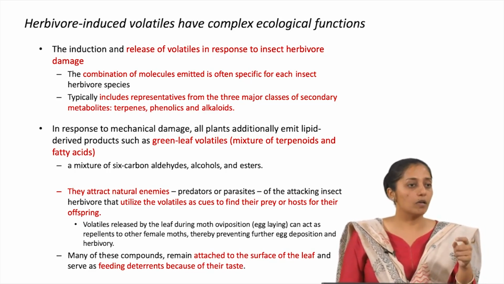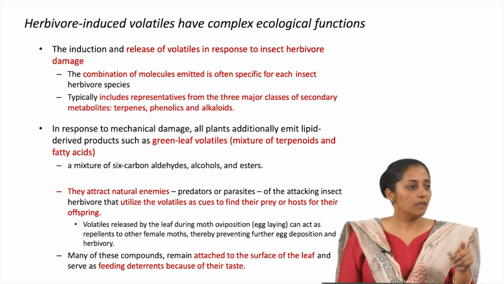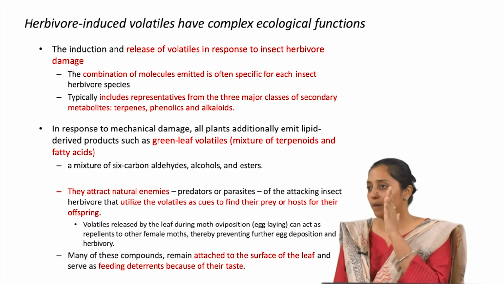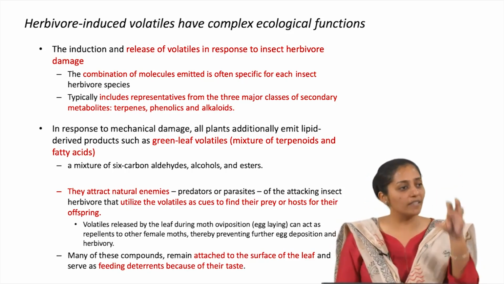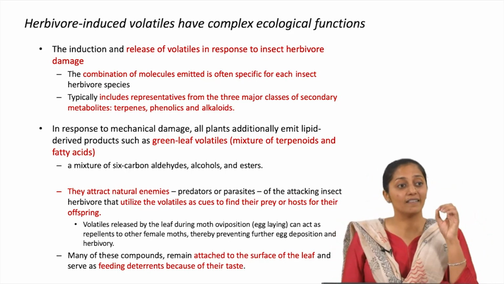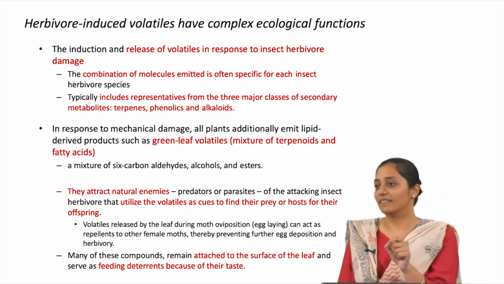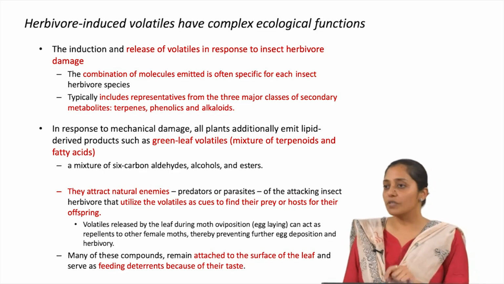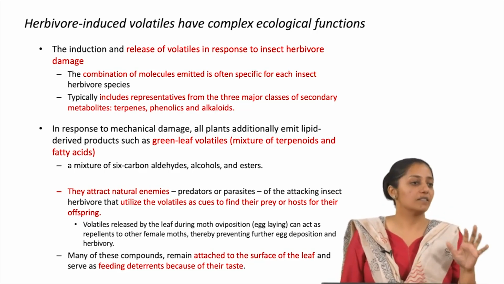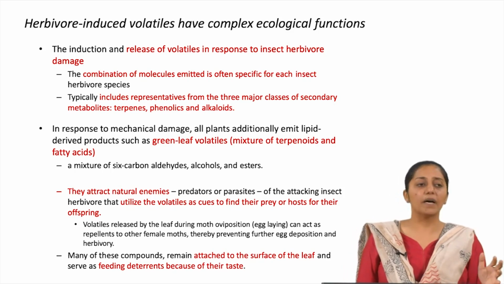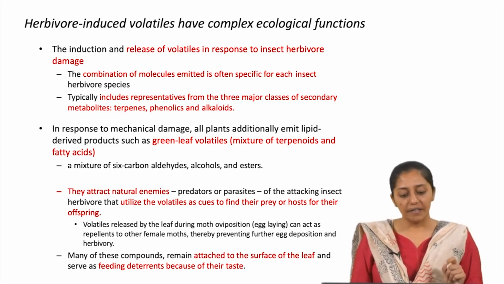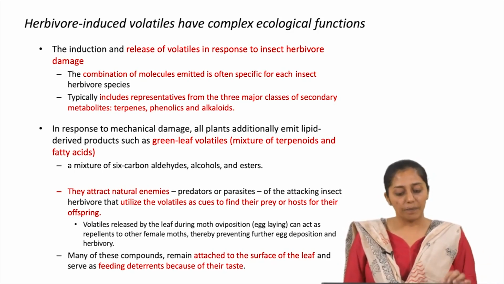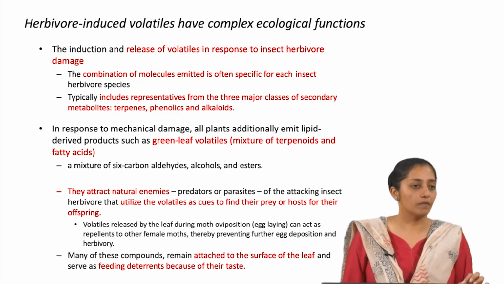Like for example your cotton, Bt cotton came, so it is always against a particular pest which is generally known to attack that plant. So you need that pest specific toxin. So plants are also known to secrete or produce insect specific toxins, and some are general. Now typically includes representatives from these three major classes where terpenes, phenolics and alkaloids are involved.